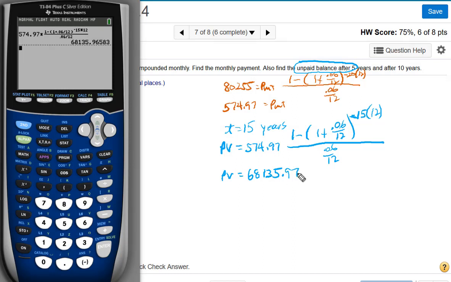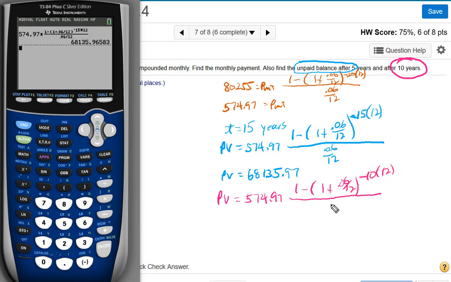Now, finally, for the 10 years, since we had 20 years originally, after 10 years, that means there's 10 years remaining. So we use the same formula, only 10 years. Now, we can simply do on our calculator the second, enter, that calls back up all the stuff that we just typed. We can go over to the 15 and change that to 10 and press enter.